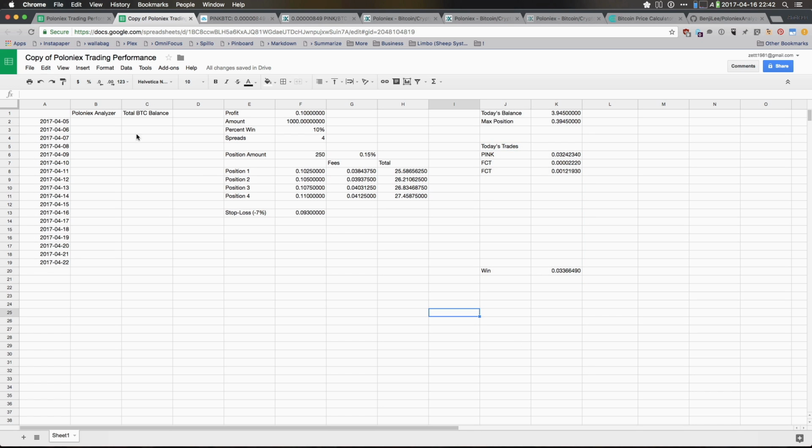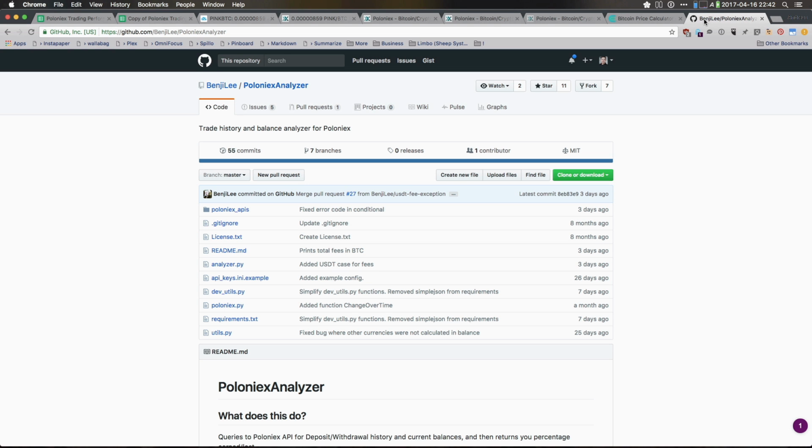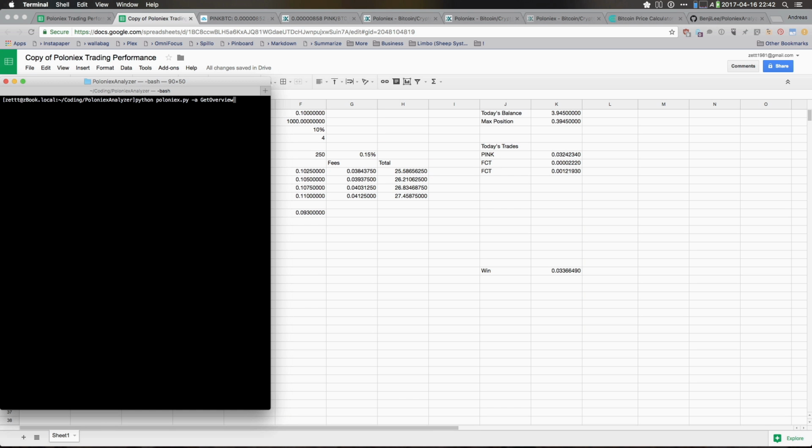So first of all, let's start on the left side. I'm using a little tool called Poloniex Analyzer. You can just delete this column if you don't use this tool. You can find it on GitHub. And this is basically a Python script that I run from the command line. If you don't know anything about command line and how to generate API keys and whatnot, this is not for you. But because I know my way around the command line, I can use it.